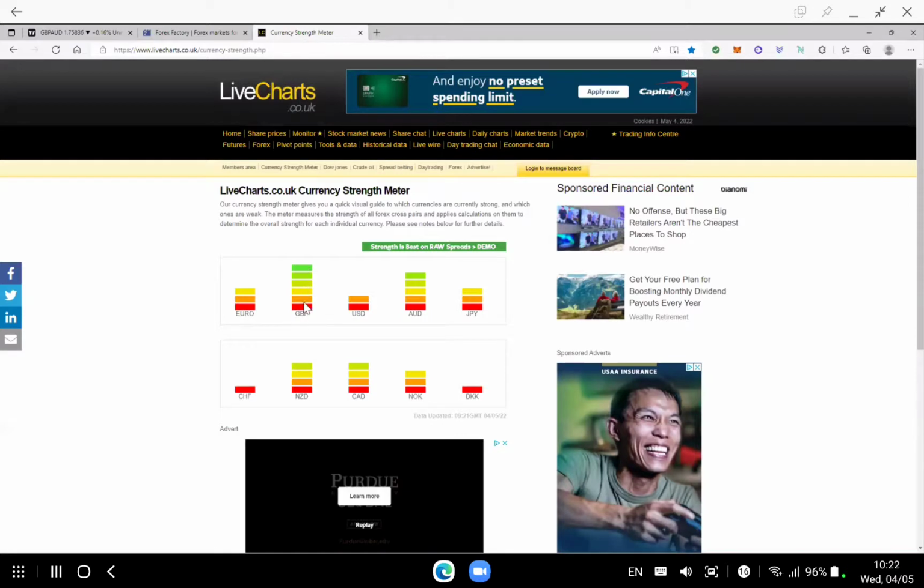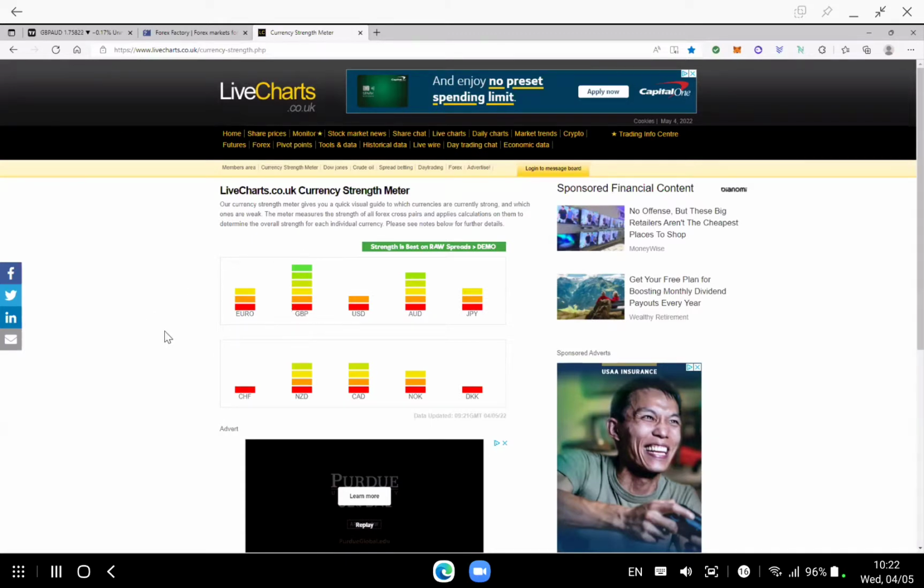But this is just telling you who's stronger. So the more bars, the stronger they are. Less bars, the weaker they are. So say I was going to trade GBP USD, and I want to know who's stronger. I would see that GBP is stronger than USD, so I would be looking for calls.